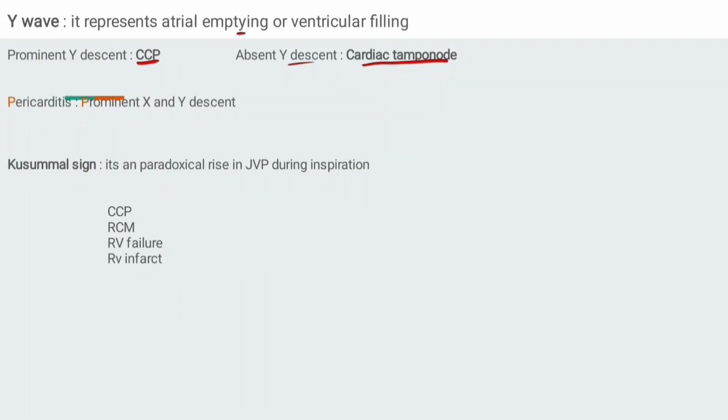If you see pericarditis, it starts with P, and P is for prominent. So prominent X and Y descents are seen in pericarditis.